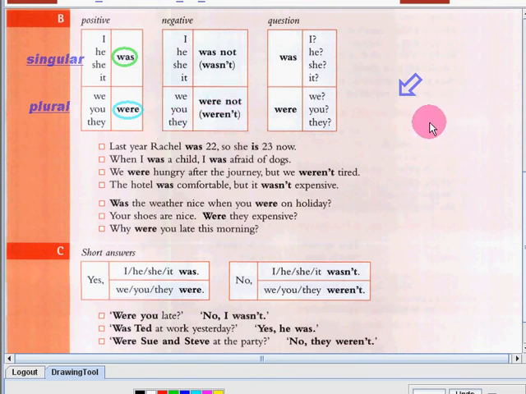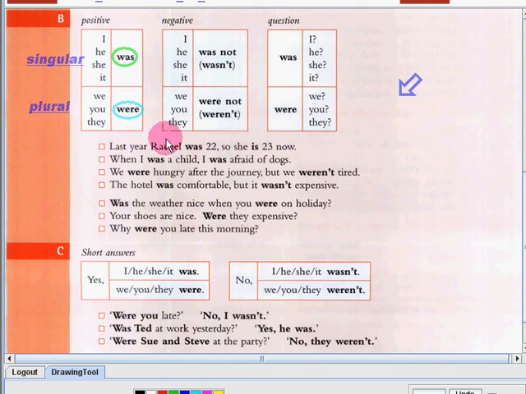Very good, everyone. It's also the same with making questions. Of course, for singular pronouns, we will use the verb was, and for plural pronouns, we will use the verb were. Now, let's read the following sentences and find out their verbs. Let's begin with number 1.